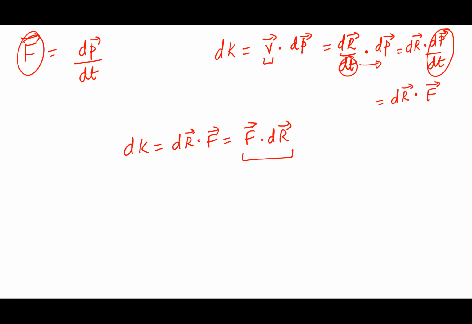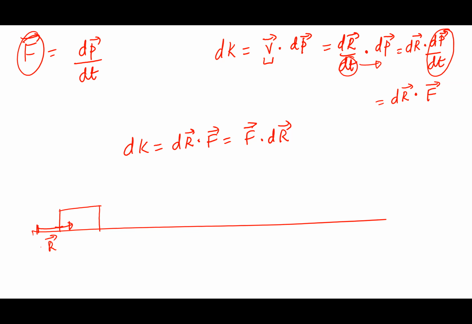Because you see that if you have some object, and this has some position vector, so I can draw a position vector to it. Let's say this is my origin. This is the position vector r of this object. Now it is at rest to begin with. Then I apply some force and push it. Then what happens?